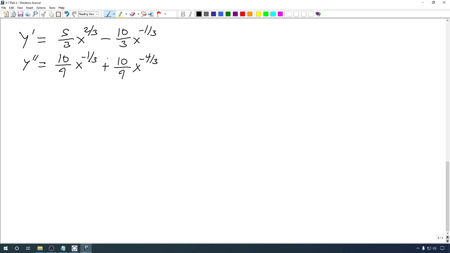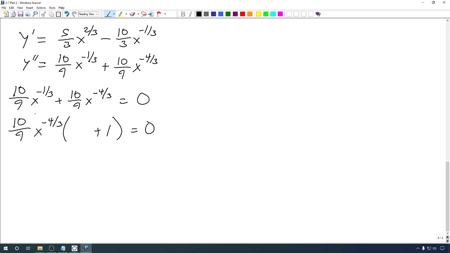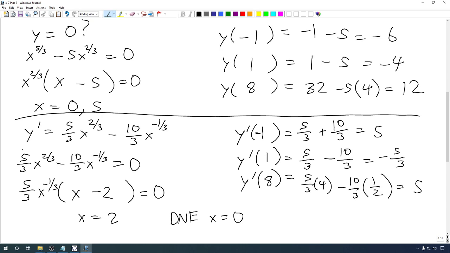And we're going to ask the same questions about this second derivative. Where is this thing equal to 0? Where does it not exist? So if you set this thing equal to 0, of course, we can pull out a 10/9. I'm also going to pull out that lower power like I've been doing on the previous functions. That's going to just leave me with a plus 1 over here. Over here, when I pull an x to the negative 4/3 out of the x to the negative 1/3, I'm going to be subtracting the negative 4/3 from the negative 1/3. Essentially, I'm taking negative 1/3 plus 4/3, and I'm just going to get an x to the first power again. So very similar to the previous two factorizations that I did back here and back here.